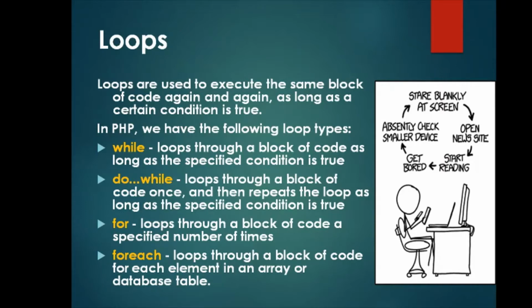And with our foreach loop, it can loop through a block of code for each element in an array or a database table. So a loop is something that takes time for a beginning programmer to really fully appreciate. For now, let's just think of loops as a tool that helps us to automate long, tedious, and repetitive tasks. So let's dive into our editor and take a look at some examples of these different types of loops.